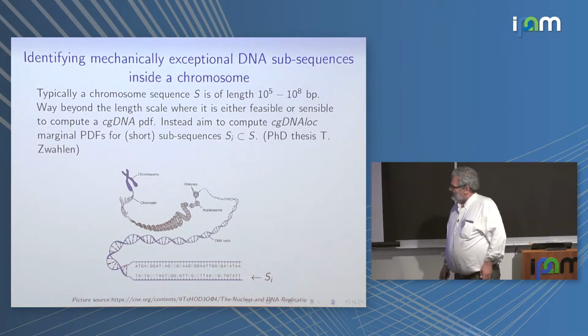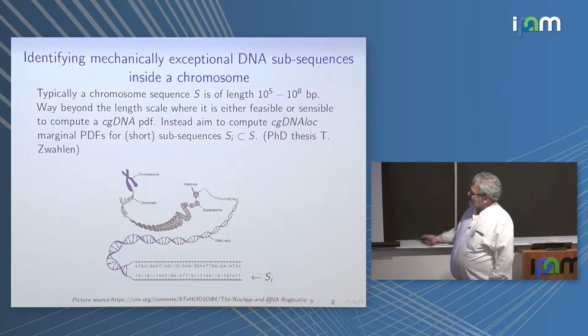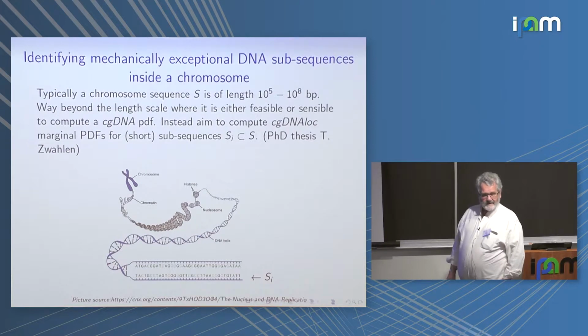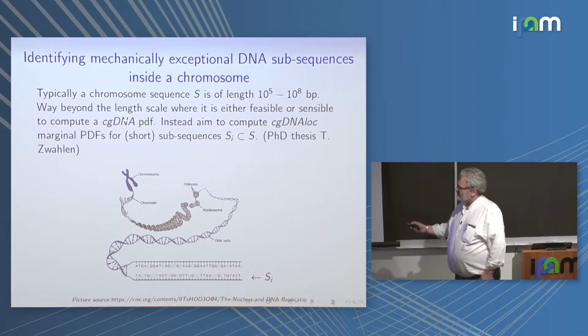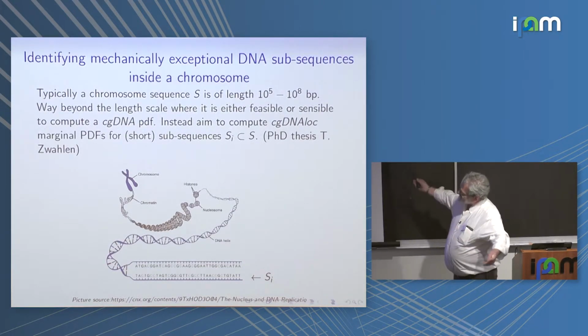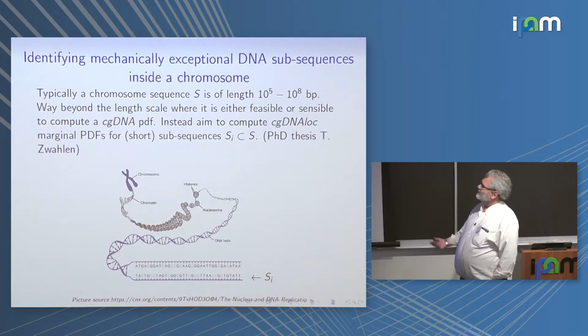Good. So what are we doing? Now the goal is I want to identify mechanically exceptional subsequences inside a chromosome. Chromosomes are usually 10 to the 5th to 10 to the 8th base pairs, something like that. That's way beyond the scale. You'd never see naked DNA of that scale. So you never want to compute a PDF for a sequence that long. But instead, we want to compute this cgDNA local. So it's a marginal PDF for short subsequences Si in S.